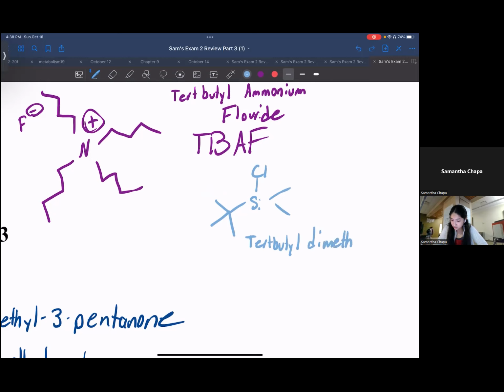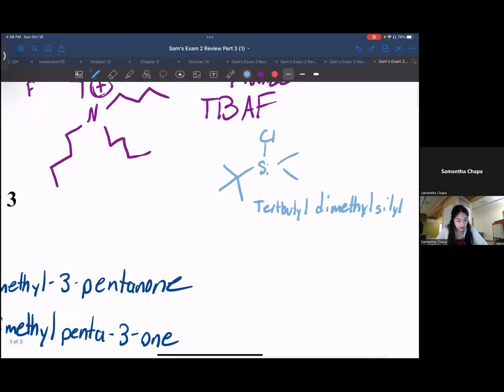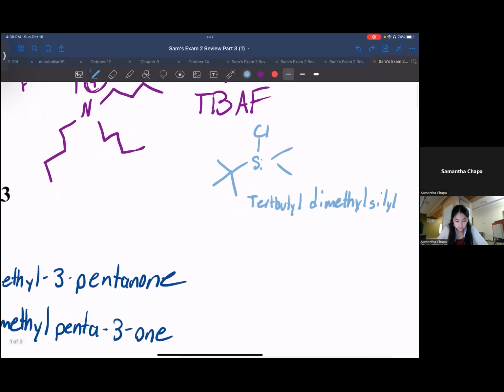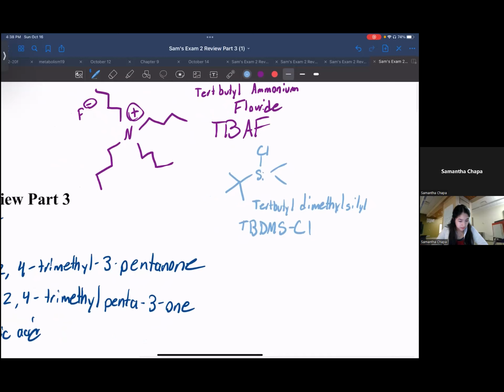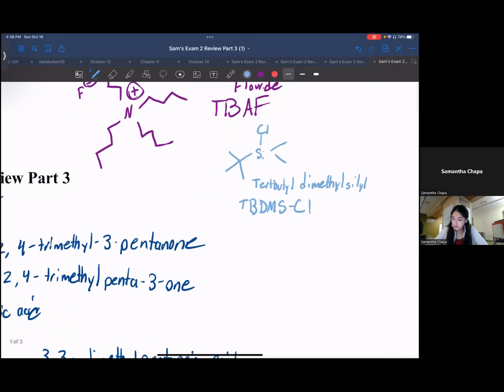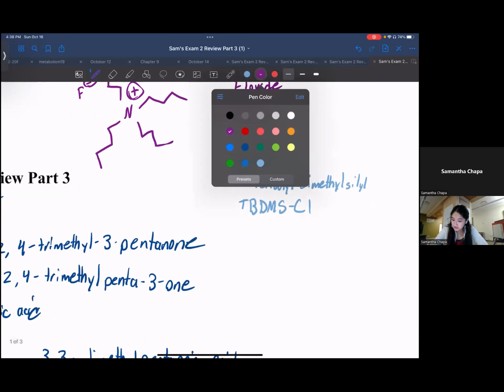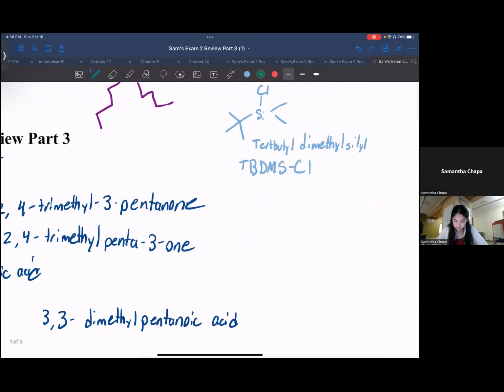Dimethyl for the two methyl groups right here. Silyl, and I think the silyl is just the silicon right here. So then the code name for this one is TBDMSCl. And that's another one that we should memorize for sure. Another one that I'm going to give you is, I think this is the one that was on my test.